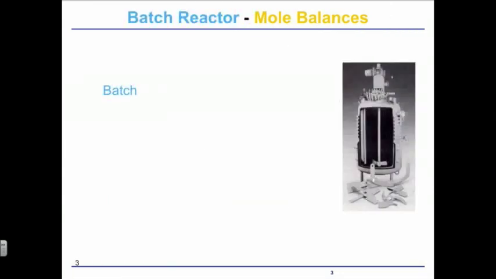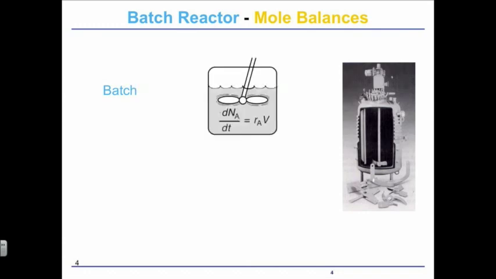A batch reactor has the advantage of high conversions that can be obtained by leaving the reactant in the reactor for a long period of time. But it also has the disadvantages of high labor costs per batch, as well as inconsistencies between purities that may be obtained for different batches. Now, we'll start to derive this equation for the batch reactor.